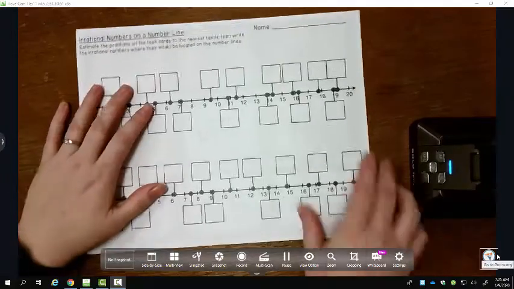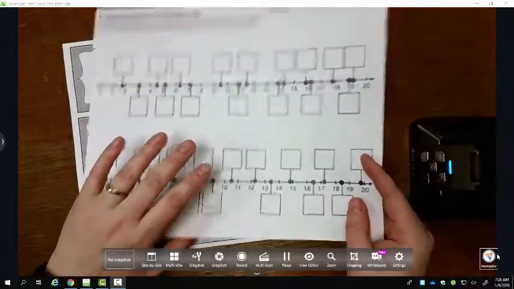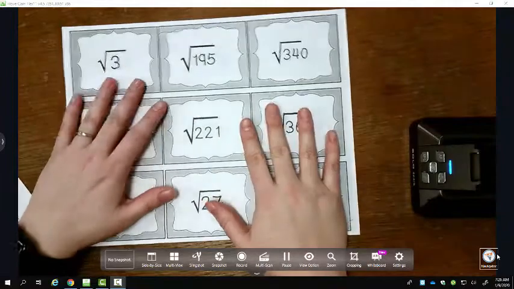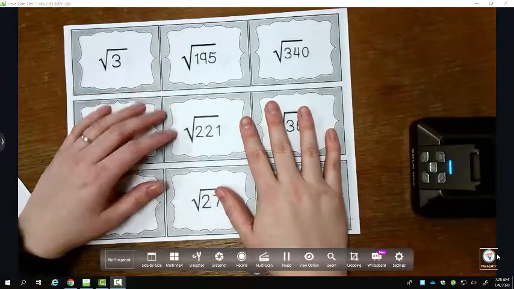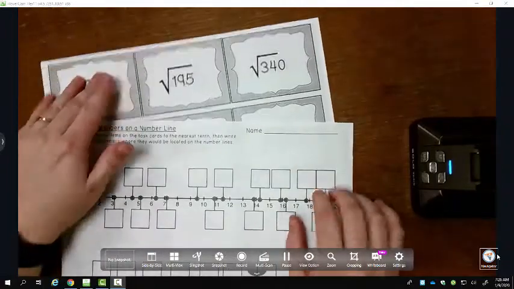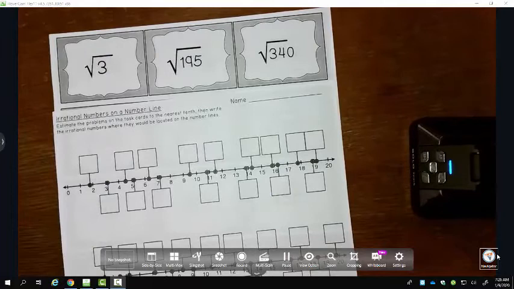For this assignment, you need this number line. This is what you'll turn in. And a packet of these square roots. Don't write on this because I only have a class set. Write all over this, but don't write on the square roots because I only have a class set. I'll do the first few with you, and then you're on your own.